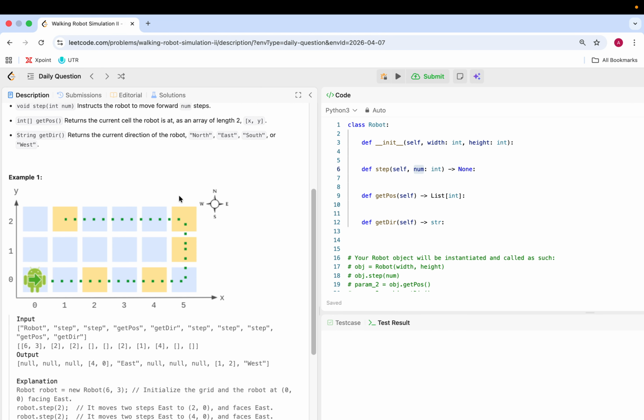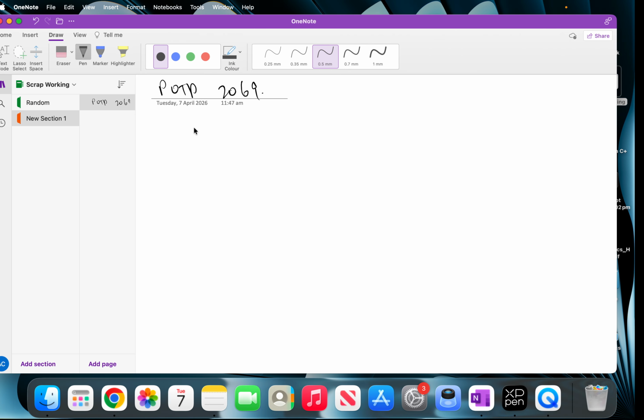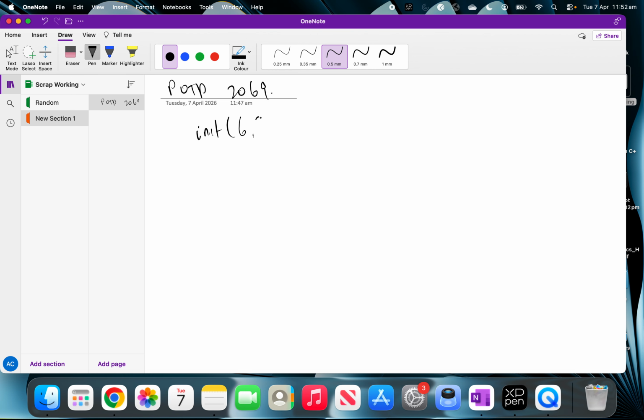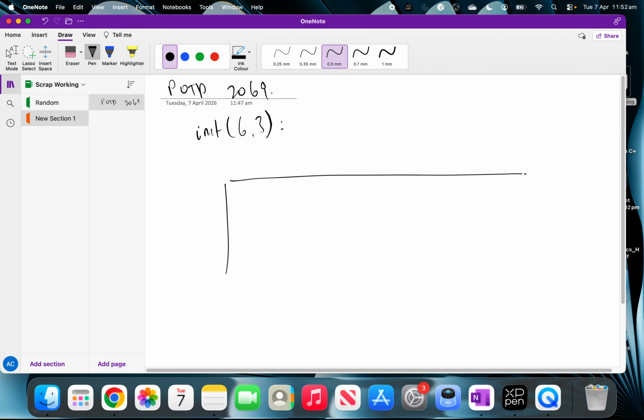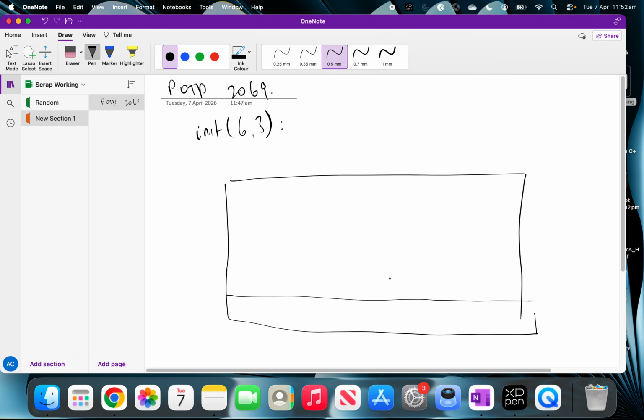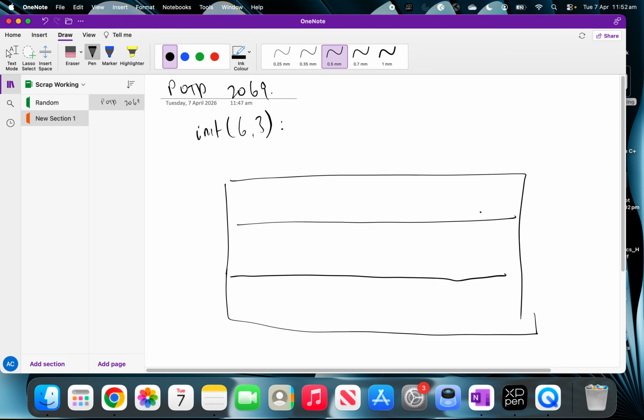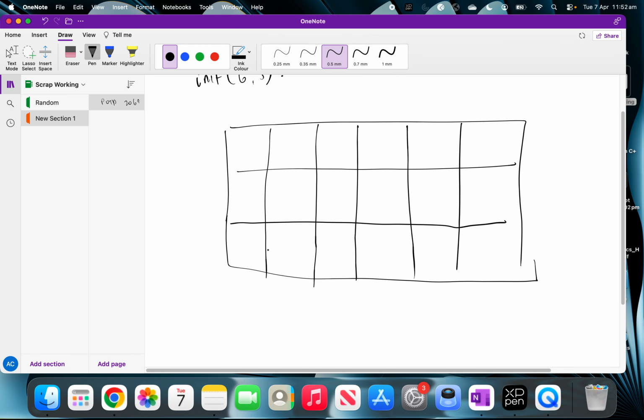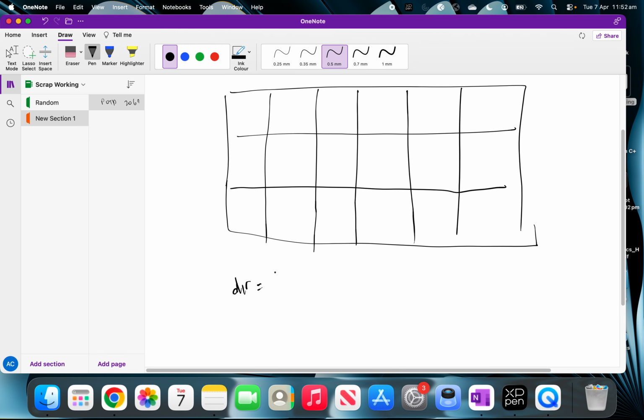I guess conceptually speaking though, if you initialize with 6, 3, at least conceptually, even if we don't actually make the computer do this, we are creating a grid that is... Wait, did I do this the wrong way around? 3 rows and 6 columns, because the width is 6. And we know our robot's current direction is east, and the robot is at 0, 0.